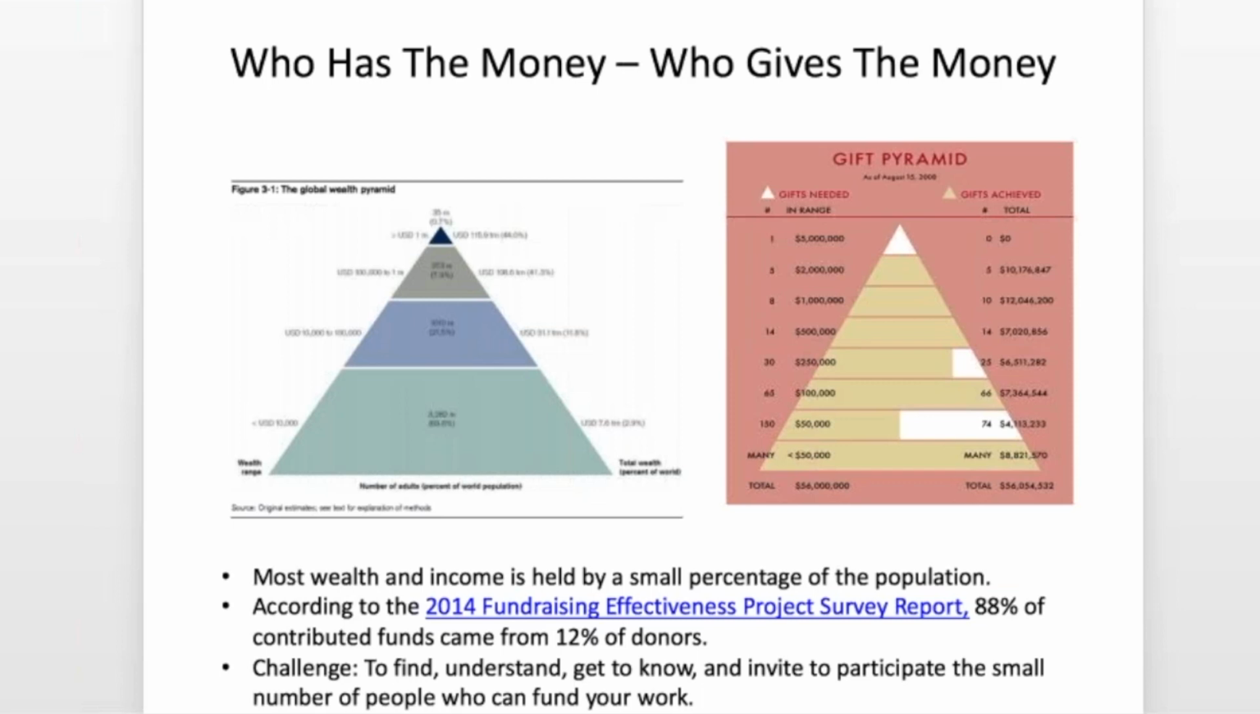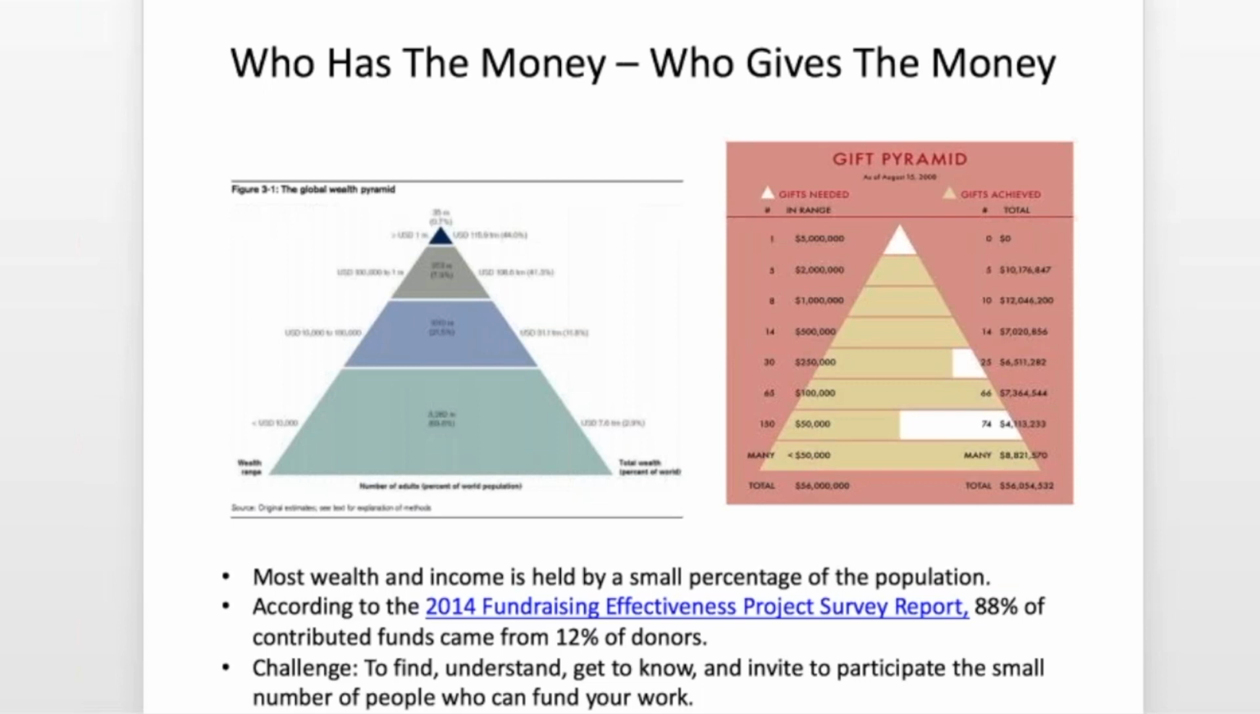And when we know that most wealth and income is held by a very small percentage of the population, that's what that pyramid on the left is all about. That's from, in this case, I think that's from WealthX, but there are several sources like this that talk about the same thing. In fact, that may be from Credit Suisse, I apologize. But a very small percentage of people have as much as in the United States, 40% of the wealth held by the top 1% of the population.